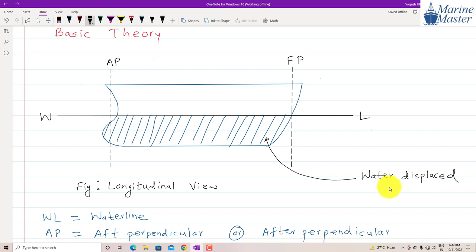Water is going to displace. So from this portion, what was there? Water is going to displace, means that is the water displaced portion. So below the water line, water is displaced. I will explain all these things.